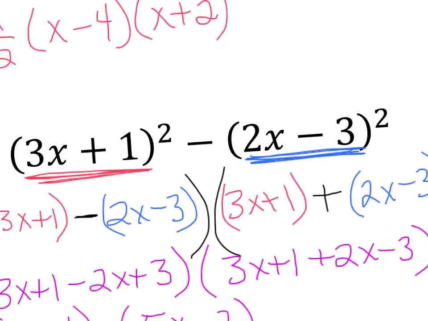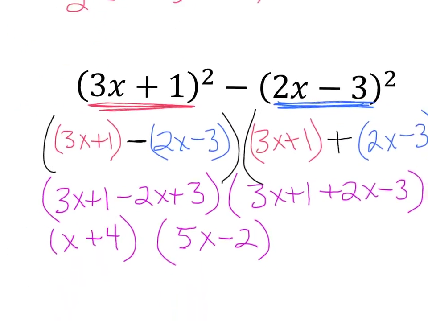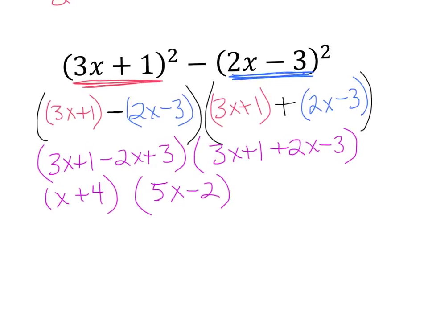All right, so now here's our next question. We've got 3x plus 1 all squared minus 2x minus 3 all squared. Now, here's the thing. It looks a little different from what you've seen before, right? This here is something, and this here is another something. So you have something squared minus something else squared. That's a difference of squares, people.